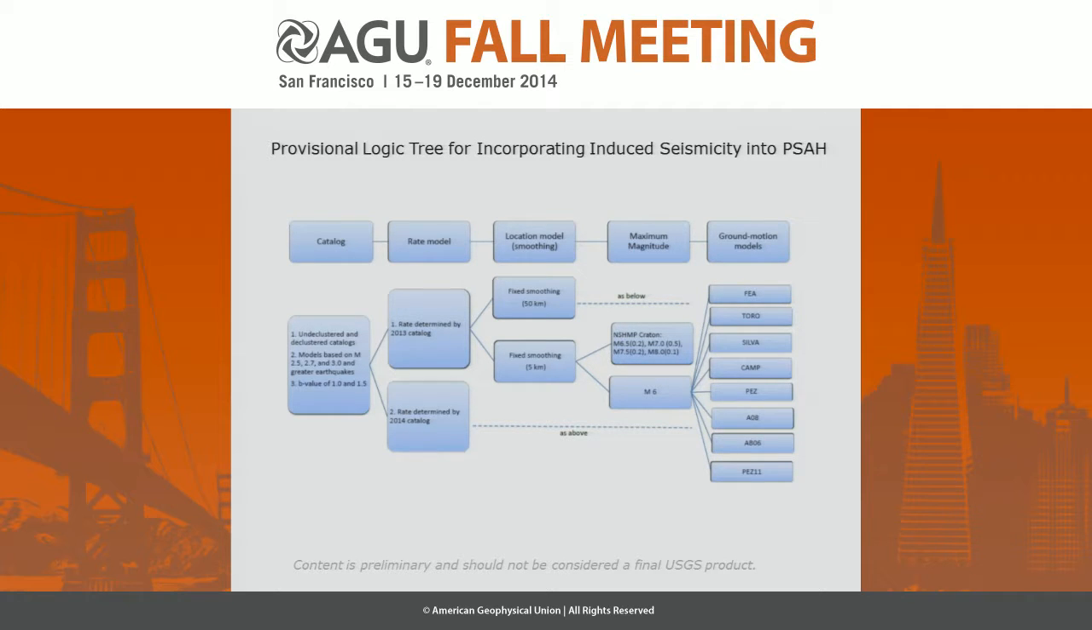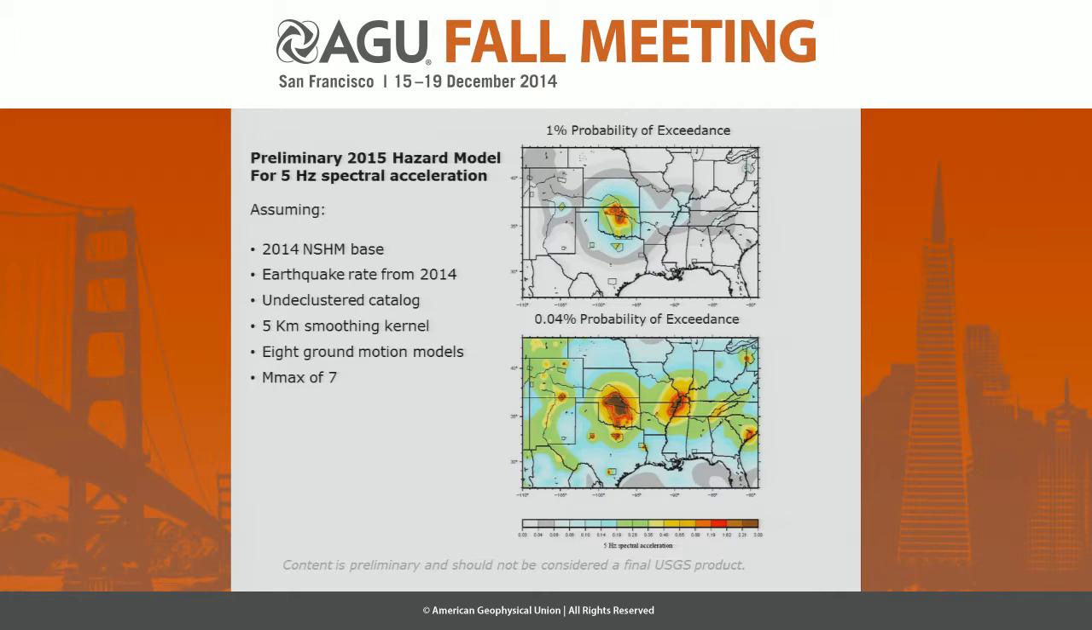So I'm going to show you a couple of maps of ways of displaying this information. These are maps that Chuck Mueller just made this past week, so they are really hot off the press. So this map, again, assumes the 2014 base for the background, the earthquake rate increase in 2014, the undeclustered catalog, the short smoothing kernel, and all of these ground motion models. On a 1% probability of exceedance in 1 year, this is the map we see, and you can see that it's this north central Oklahoma area, which is the bullseye. The ground motions are not trivial.